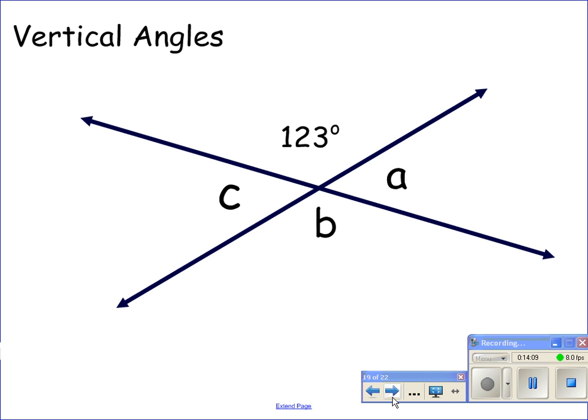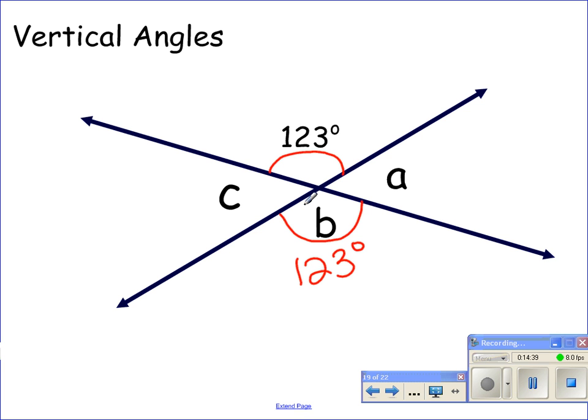Sometimes you are going to have to figure out the missing angle, okay? But we can do that just from information that we've learned before. We know that this angle here is 123 degrees. But just from vertical angles, we also know that the measure of angle B is 123 degrees. Okay? That's from vertical angles.